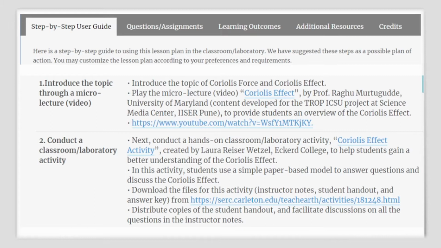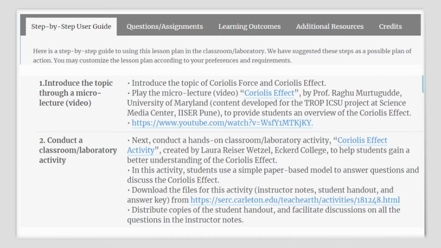The topic being Coriolis force and Coriolis effect. This video micro lecture has been produced by Professor Raghu Murtugude from the University of Maryland for a project called the Tropixu project at the Science Media Center in IISER, Pune. This provides students an overview of the Coriolis effect.